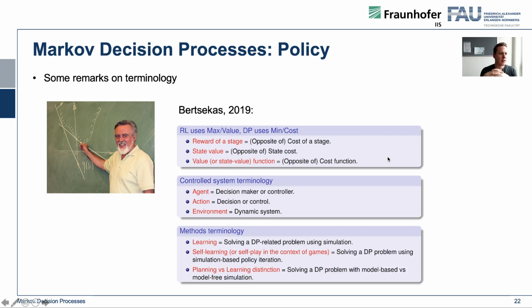There's also a nice wrap-up from Bertsekas again, which says exactly this. So we have the reward, the state, and the value, with the cost, the state, cost, and the opposite of the cost function. In RL we talk about agents. In control, we use a decision maker or controller. In reinforcement learning we talk about actions. In the control community it's the decision or control, and the environment in RL is the dynamic system in the control community.